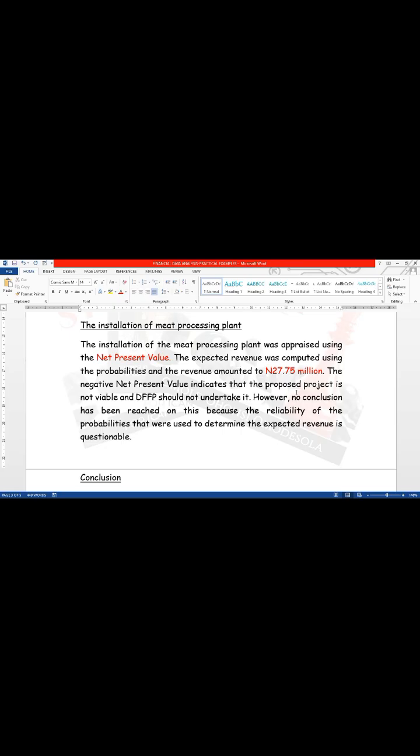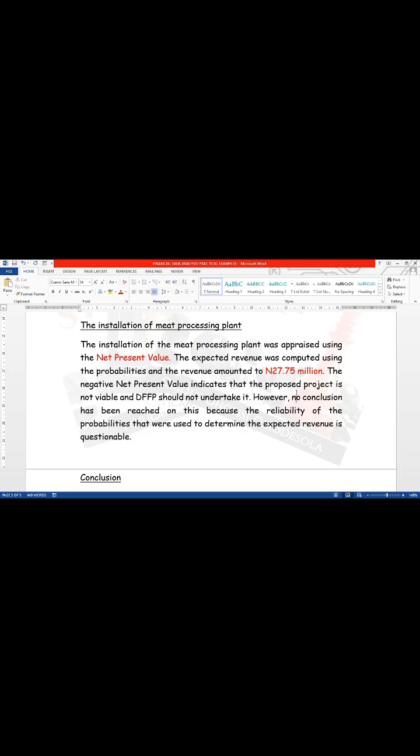After computation, after looking at the outflow, the inflow, the scrap, everything, we saw that we have a negative net present value. The negative net present value indicates that the proposed project is not viable, and DFFP should not undertake it. We did not just jump to say DFFP don't undertake this project. We explain why: the project has a negative net present value, which indicates that it is not viable. So the company should not undertake it.